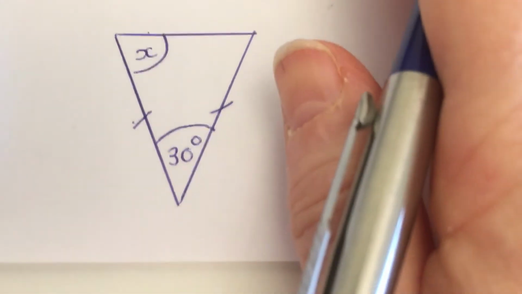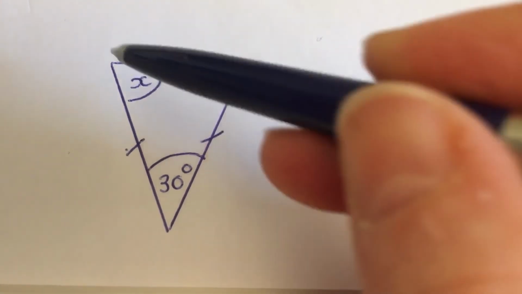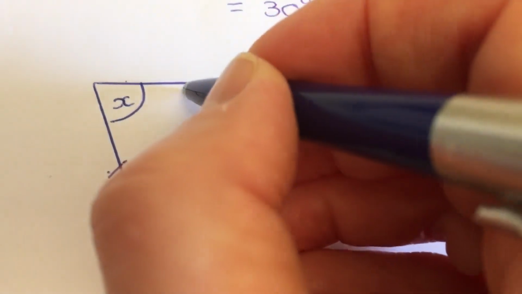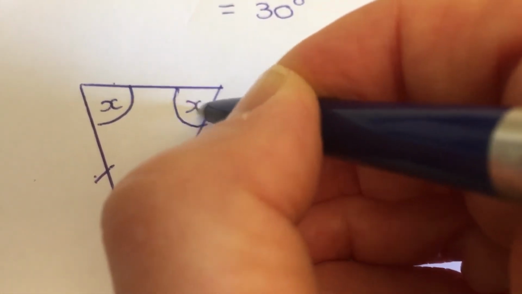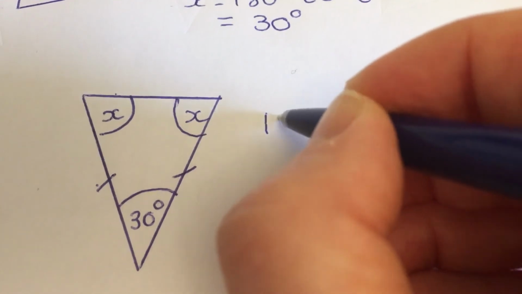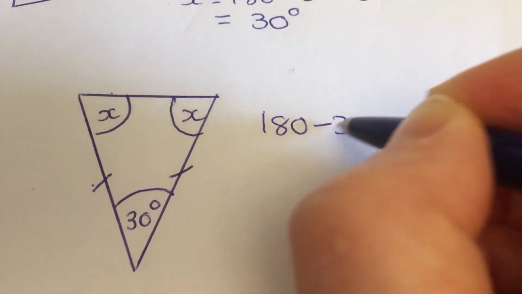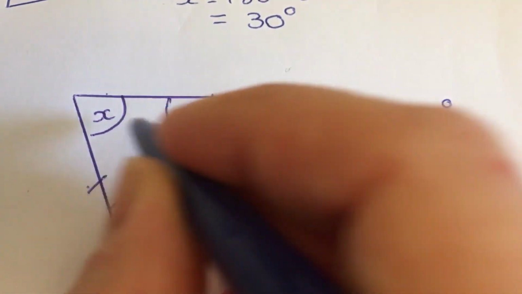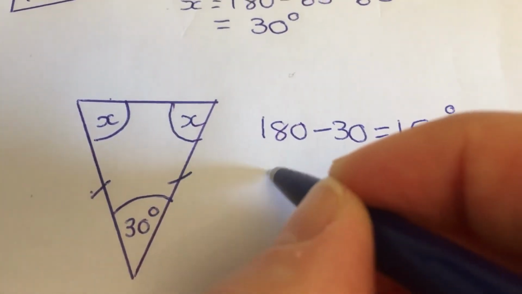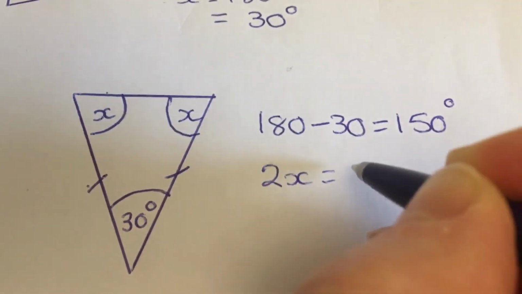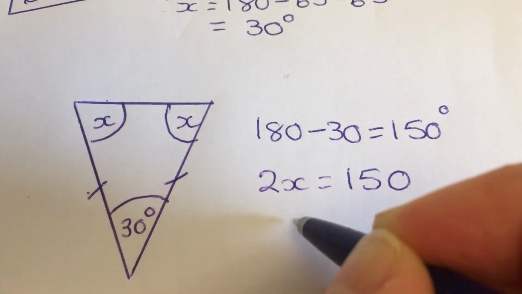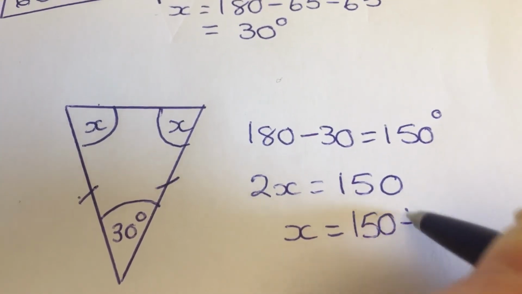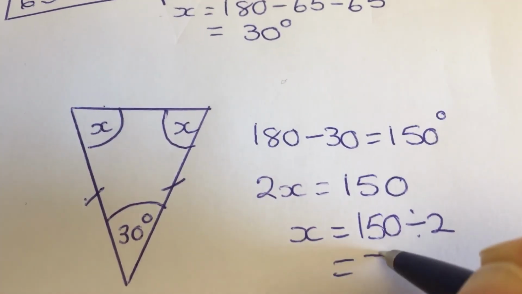And the final question, similar again, but this time it's upside down. So it's these two angles that are the same. So let's mark that x. So we know that we've got 180 minus 30, and that gives us 150. And that is what those two angles add up to. So 2x equals 150. So x must be 150 divided by 2, which is 75 degrees.